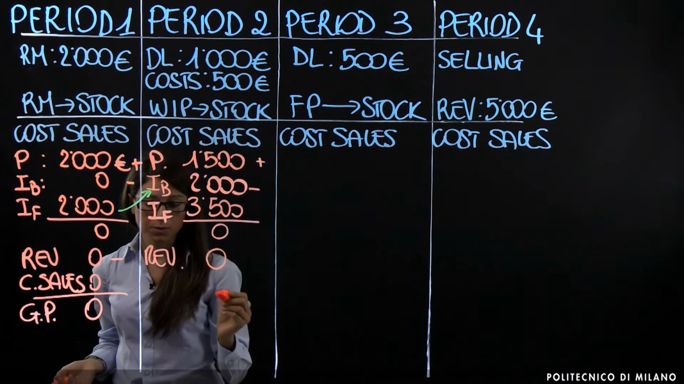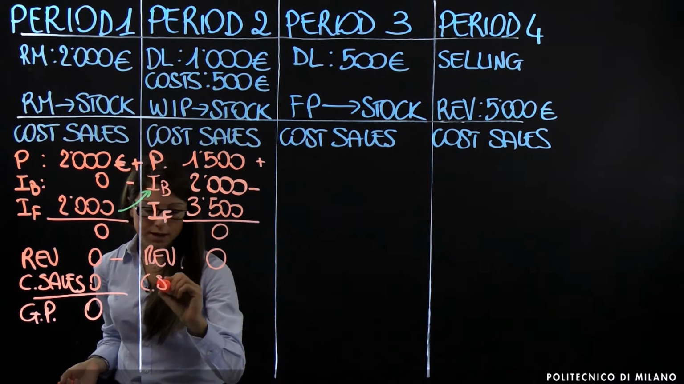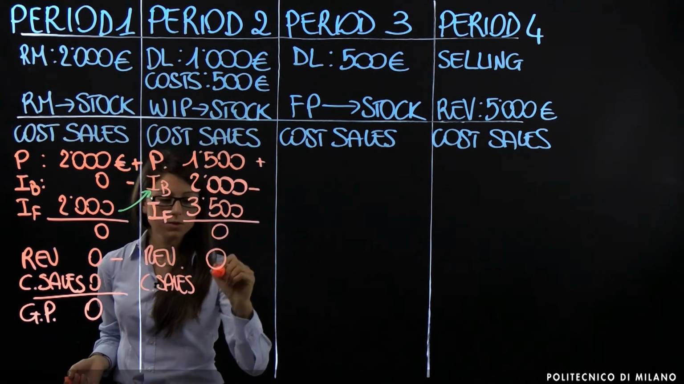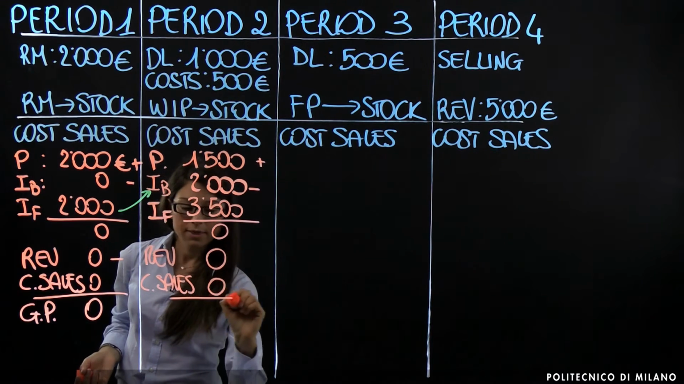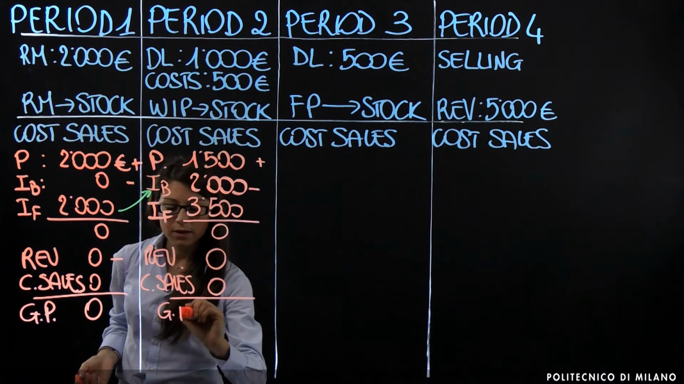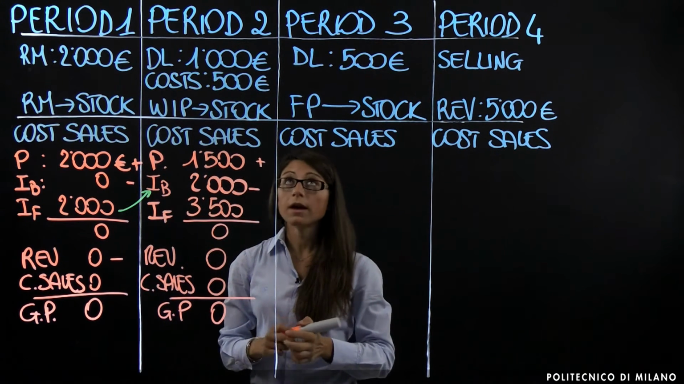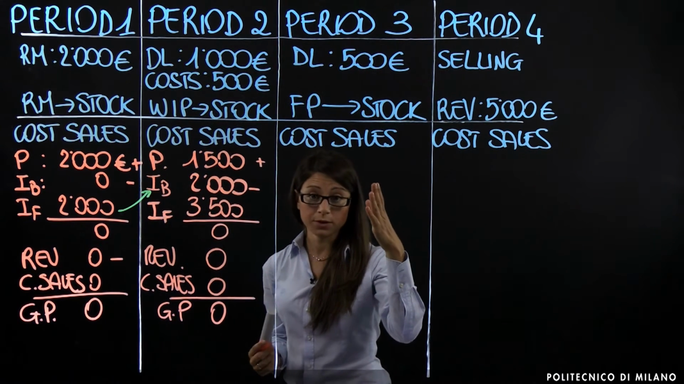So we have 0. Then we have the cost of sales of this period. And the cost of sales is here, so this cost of sales is 0. And then we have that the gross profit at the end of period 2 is 0 again. Now let's see what happens in period number 3.